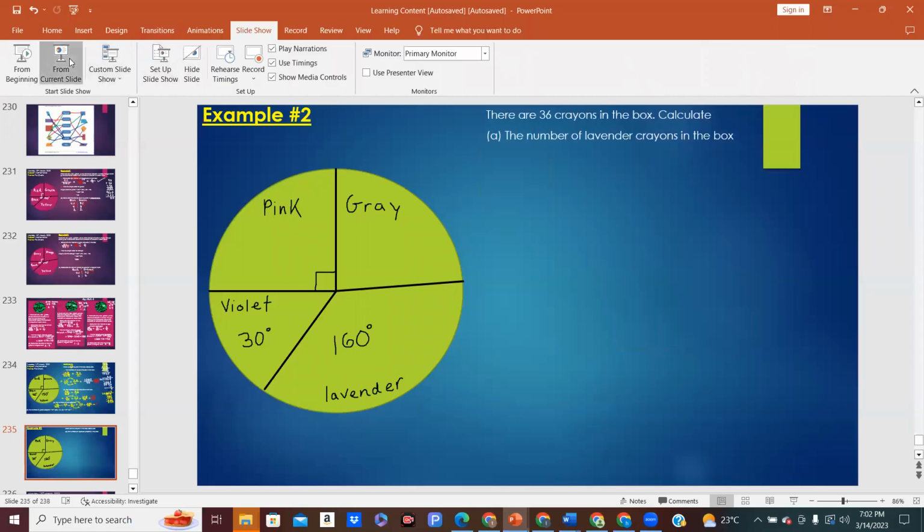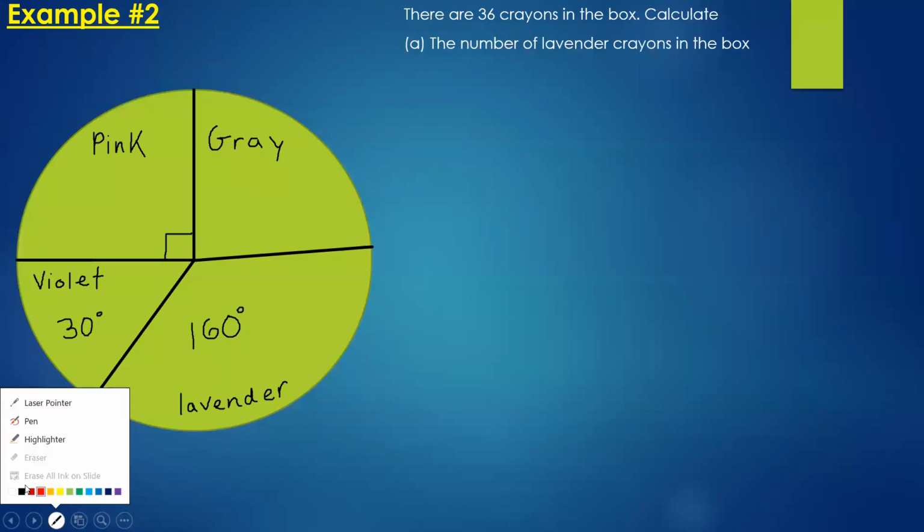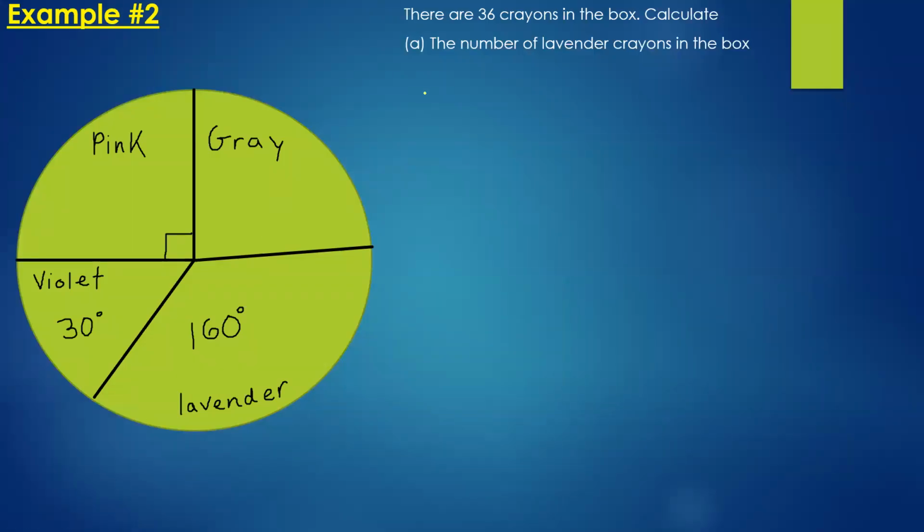Very good. It's gonna be 160. Why 160? Because lavender is 160 degrees. Very good, because the degrees for lavender is 160 divided by how much? 360 degrees. Why 360? Because it's a straight line. Not a straight line, no. It's a full circle. It's a complete circle, yes.